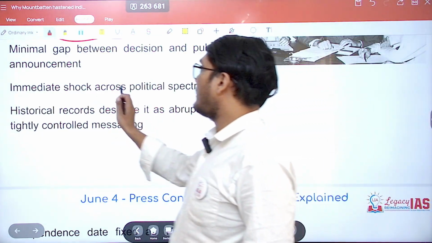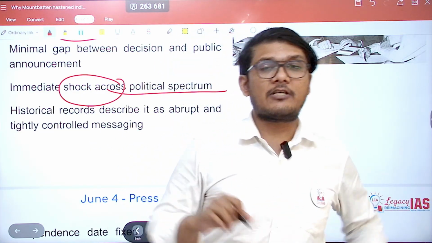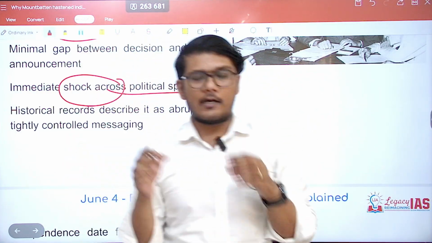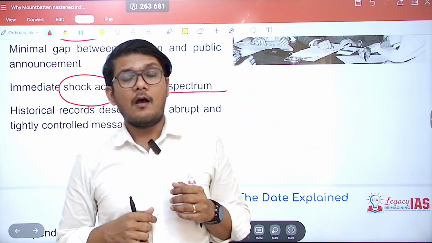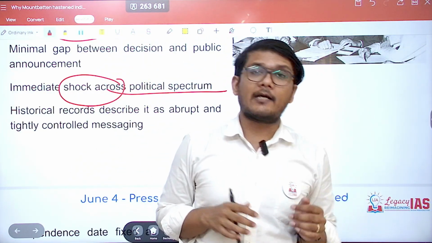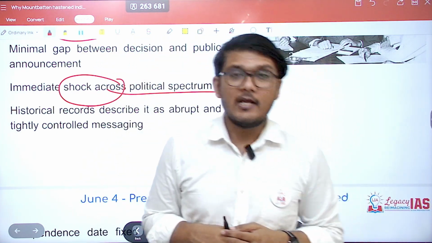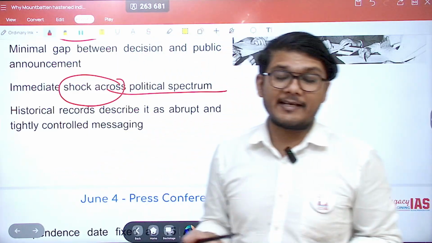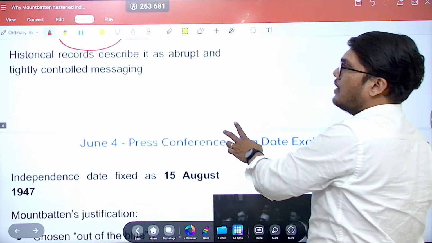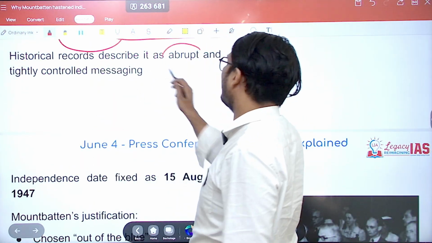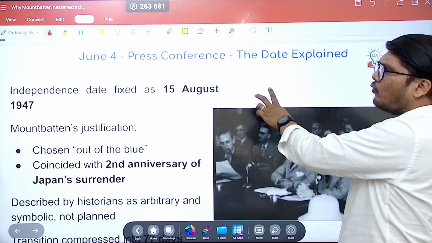Because of this announcement, there was a shock across the political spectrum. Now imagine a situation wherein people on the Pakistan side of the border want to come to India, and people on the Indian side of the border want to go to Pakistan, and now this partition has been accepted, so people would be running helter skelter. The historical records describe this as abrupt and tightly controlled messaging. It was, of course, abrupt messaging.